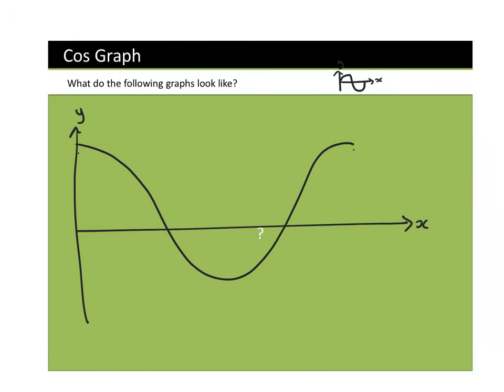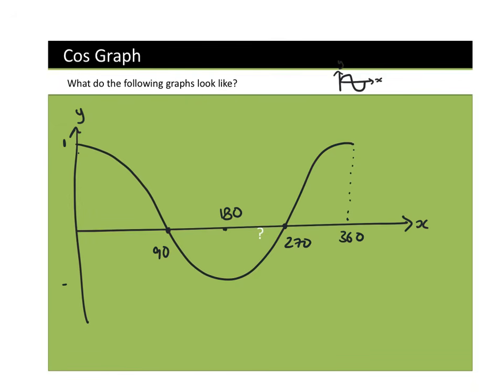Okay then, so this here is 360, 270, 180, 90. Our maximum is at 1 and our minimum is at -1. Okay? So, the relationship between cos and sine. Can anyone tell me what the relationship between cos and sine is? So, cos is actually a translation of sine.